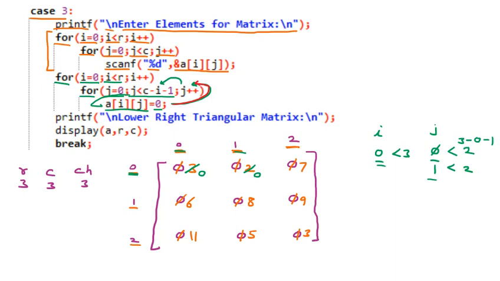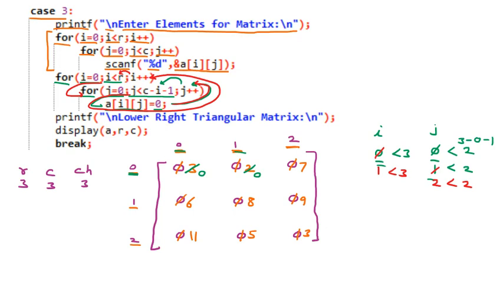Again j plus plus. So 2 less than 2, condition false. So it will go back. It will not run this code. It will go back to i plus plus. So i is incremented to 1. Condition check. Is i less than 3? True. Coming down, checking for the 4.